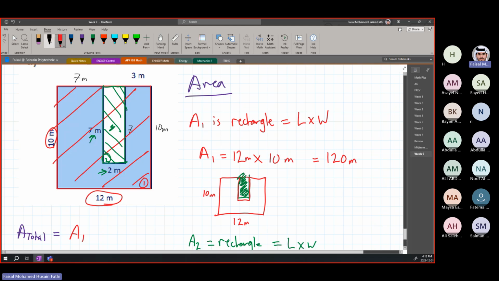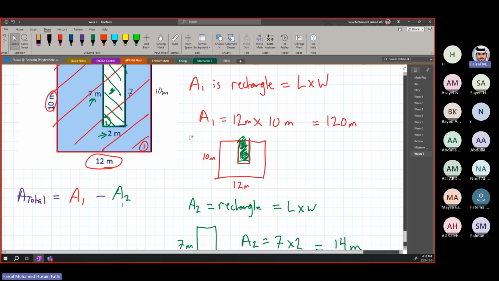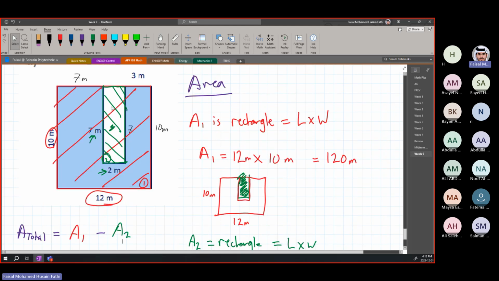So we have to remove that area. To remove, we don't add. What do we do? We subtract A2, because we're removing the area. This area is not there. We have the full complete rectangle area, and then we're removing the part that is empty, that has nothing inside.